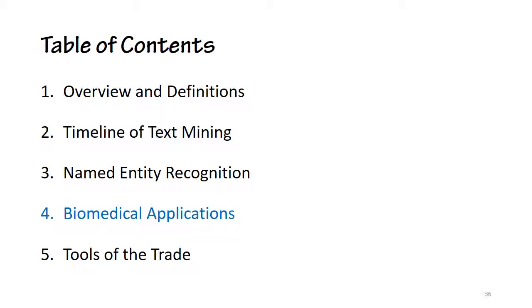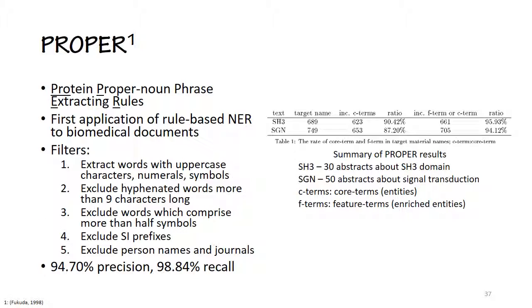All right, so I will talk about biological and biomedical applications. This is an old example by Fukuda. Fukuda came up with a way to extract protein names, and that was based on hand-created rules. So you can see the rules are written out right here. That's what they are, and nothing else. Right there in text. They're pretty good as far as precision and recall are concerned.